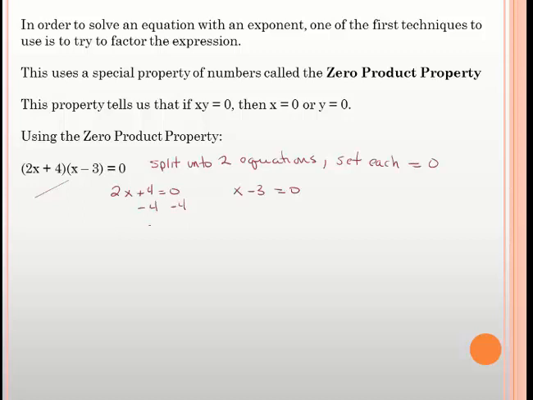I'll subtract 4 from both sides, and I have 2x is equal to negative 4. Then I will divide by 2, and I have x is equal to negative 2. And in this part, I add 3 to both sides, and I get x is equal to 3. And so see, I have 2 solutions. X is equal to negative 2 or 3.